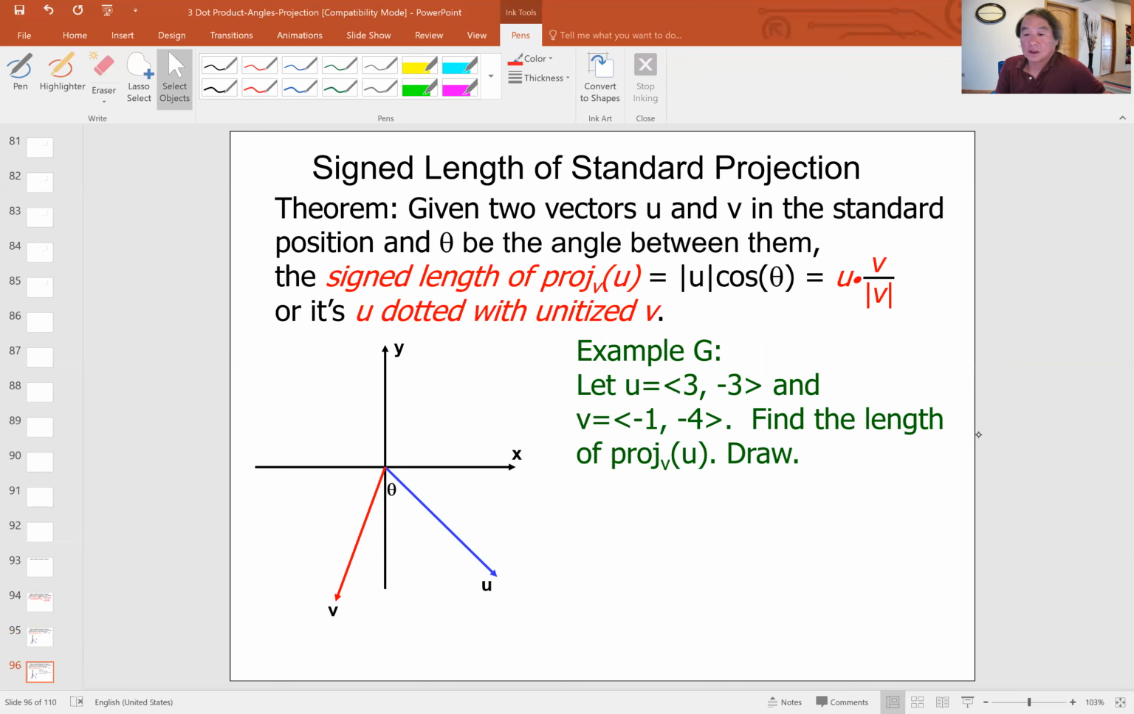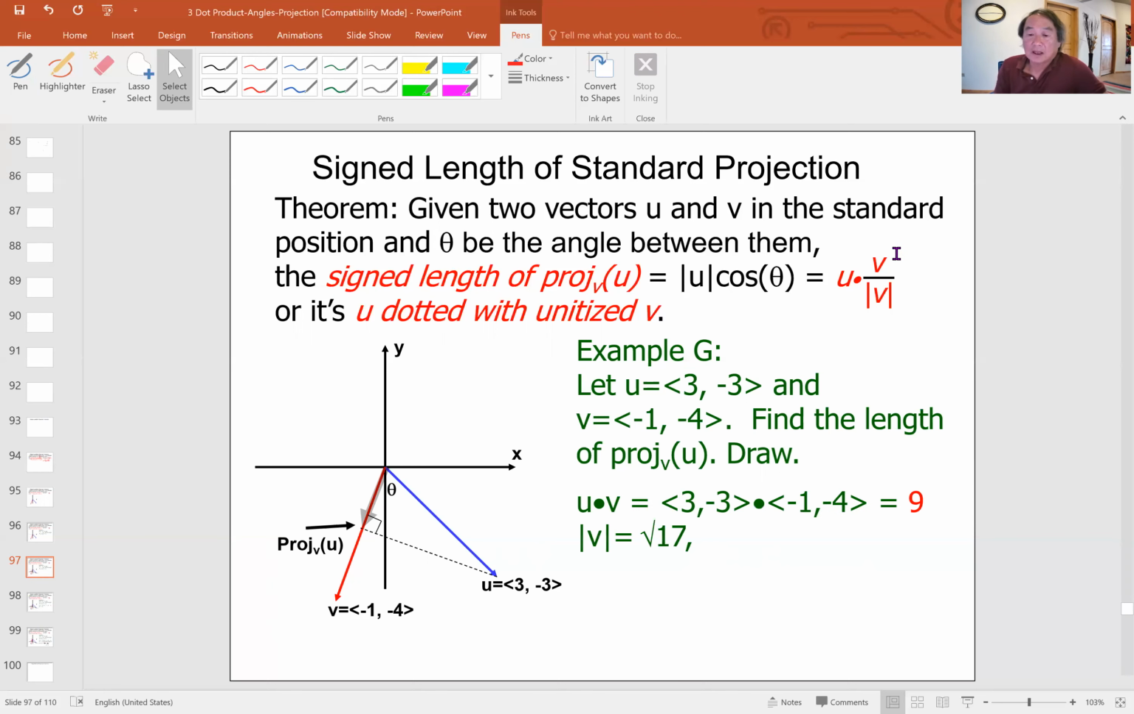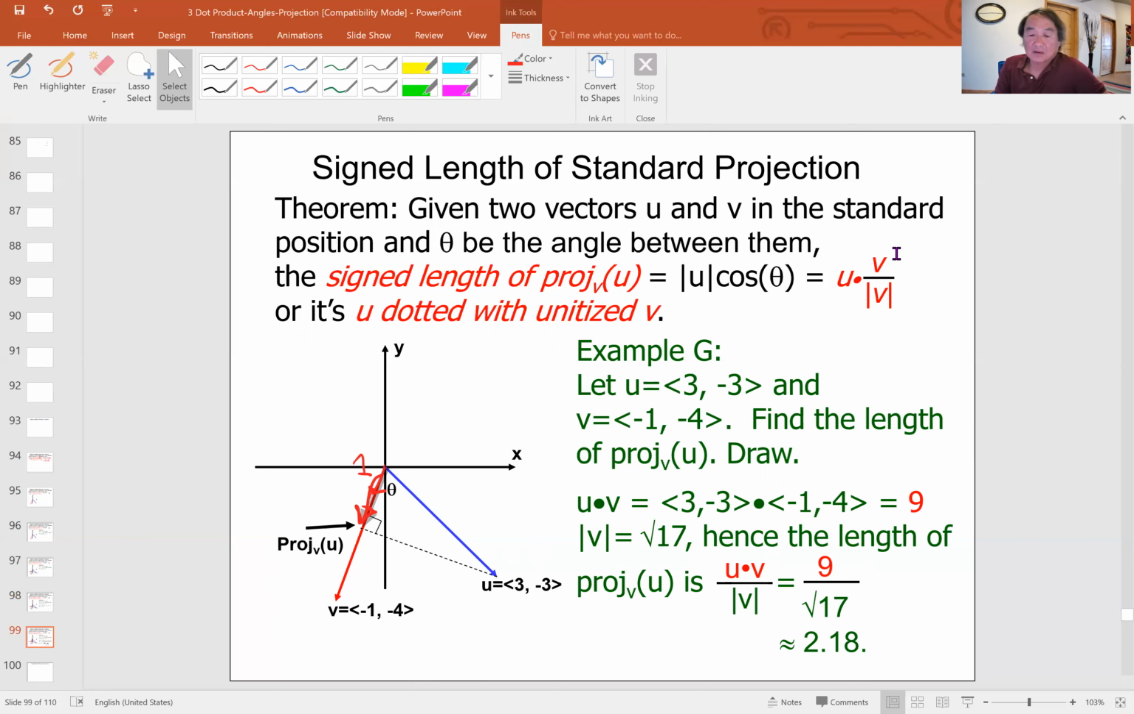So, for example, if I want to calculate the length of the shadow, I take U dotted with V, then divide by the length of V. Just U dot V, and the length of V is root 17. So that's the length of the shadow.